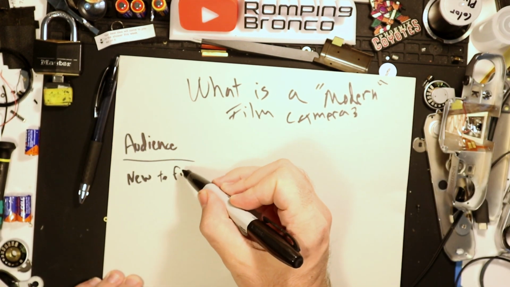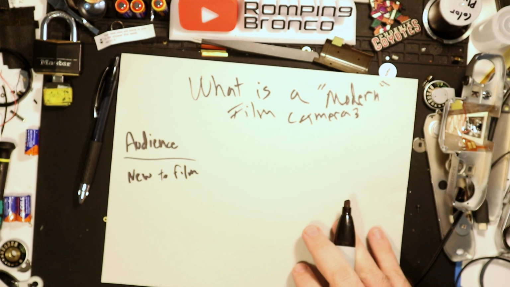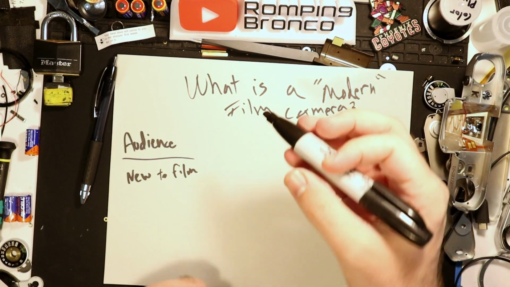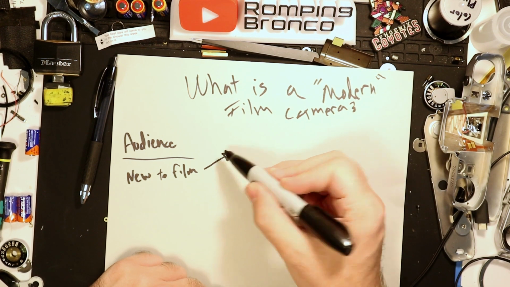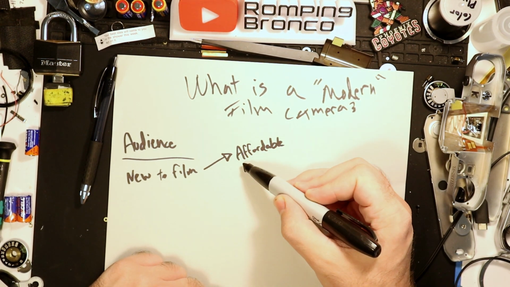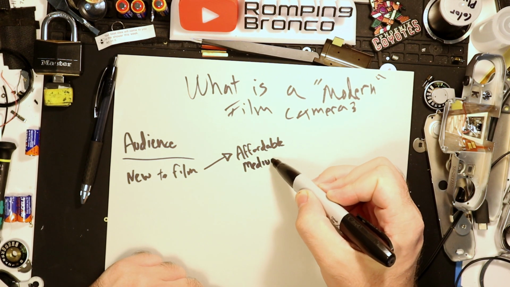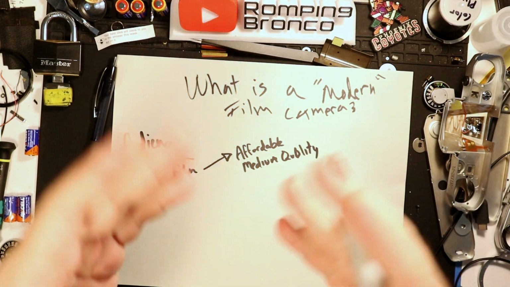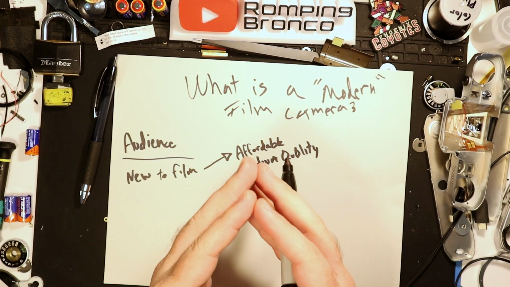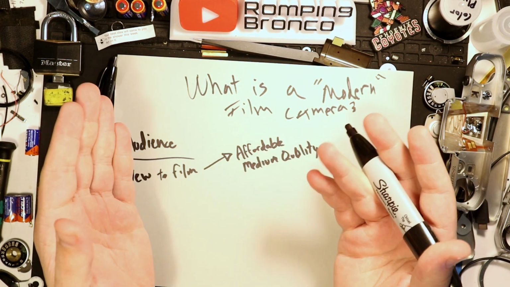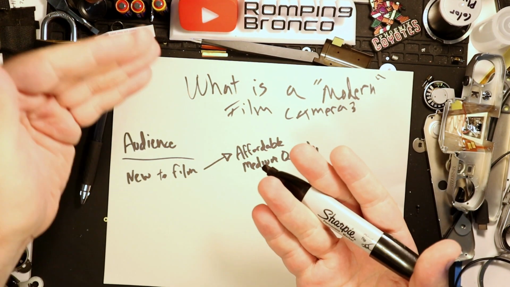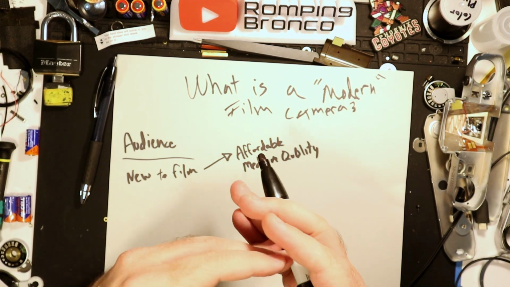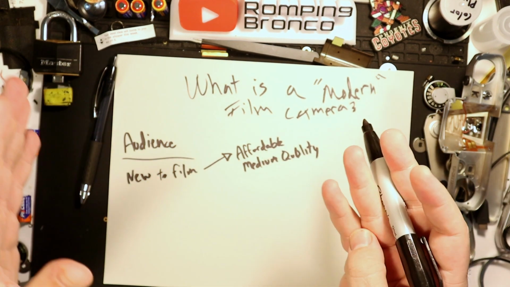If we wanted to bring more people in, I would probably say something like new to film. These are people that would just be starting out. Maybe they've shot digital before, maybe they haven't. So my thought with that would be new to film. We want to do something that is affordable, medium quality, I would say. It doesn't have to be the highest quality, because if you're just getting into film, we want something that is accessible, could have potential to grow with, but also not something that has all the different functions, all the different features, and all this stuff.